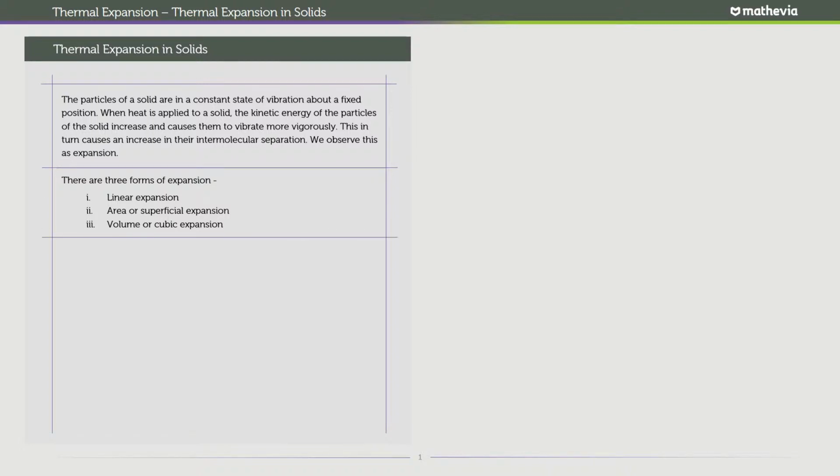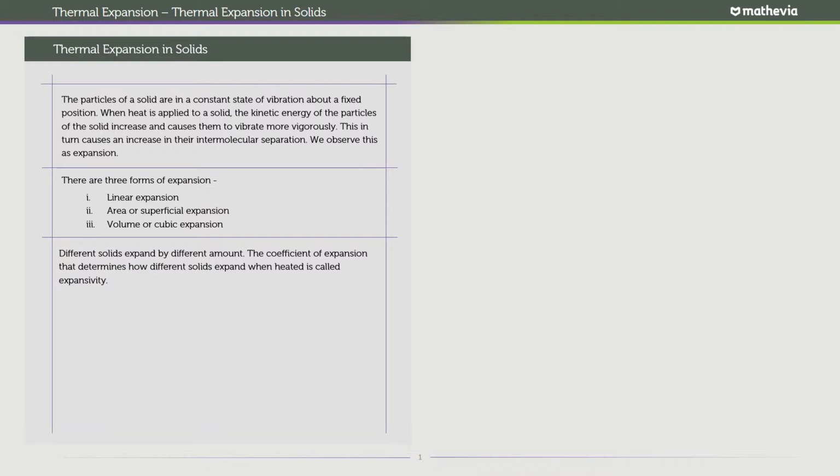Now, something very, very important. Different solids expand by different amounts. If you apply the same amount of heat to two different solids, let's say aluminium and steel, they would not expand by the same amount. Basically, aluminium should expand more than steel, because aluminium is less dense than steel. It makes sense that it should expand more.